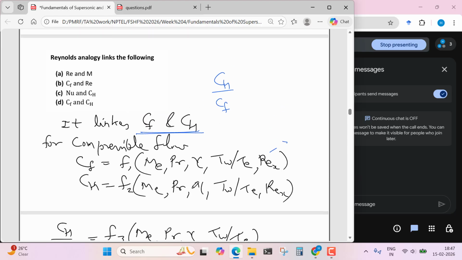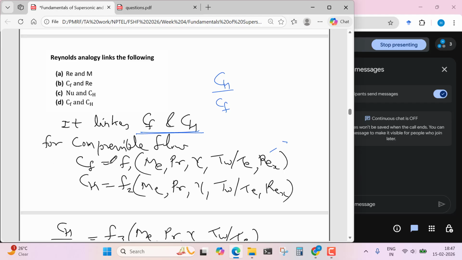We'll see the next problem. Reynolds analogy links the following: A, Re and M, B, CF and Re, C, Nu and CH, D, CF and CH. So it is a simple problem if you remember the theory that this Reynolds analogy links the CF and CH.